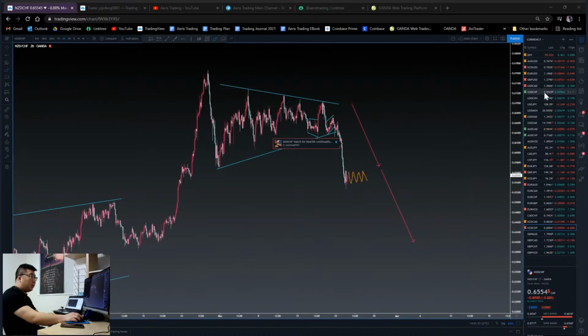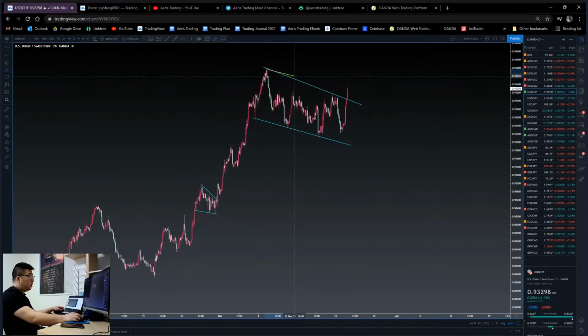Is dollar Swiss breaking the range? Dollar Swiss, wait for some sort of continuation here to buy.